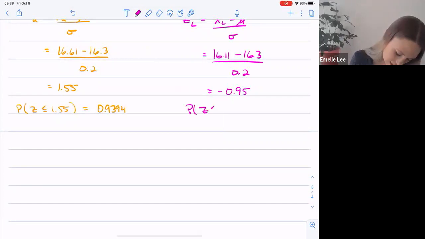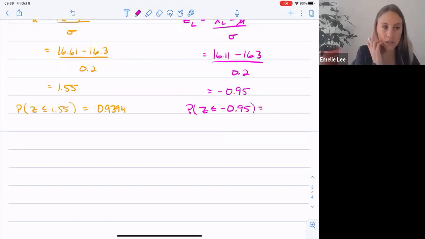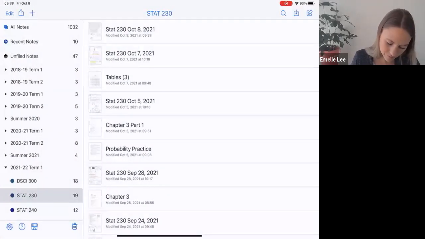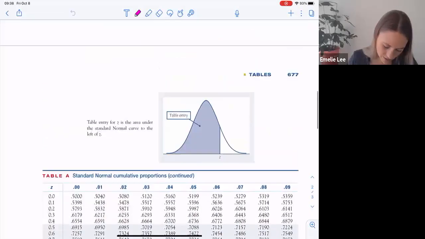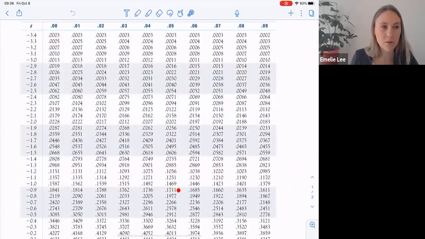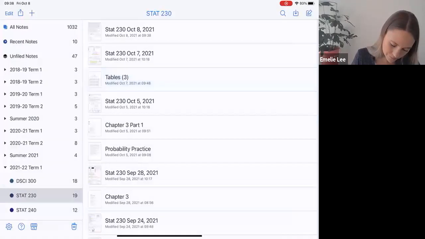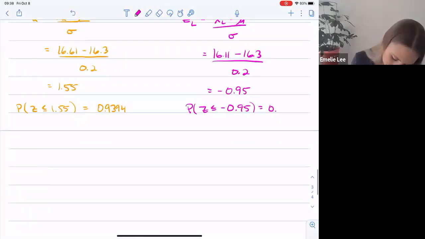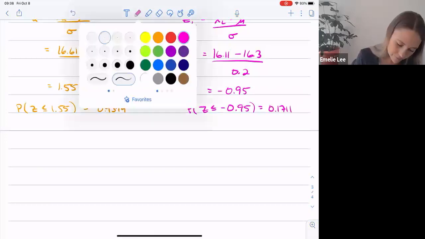Here, the probability that Z is less than or equal to negative 0.95 is, so I have to be on the negative side, negative 0.95 is, whoops, sorry, it's catching up, but I did do it, I promise. Negative 0.95 is 0.1711. So that's going to be 0.1711.